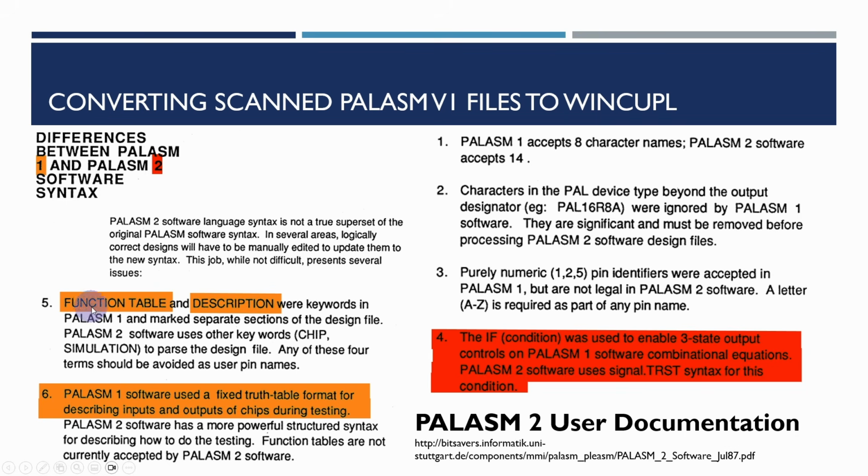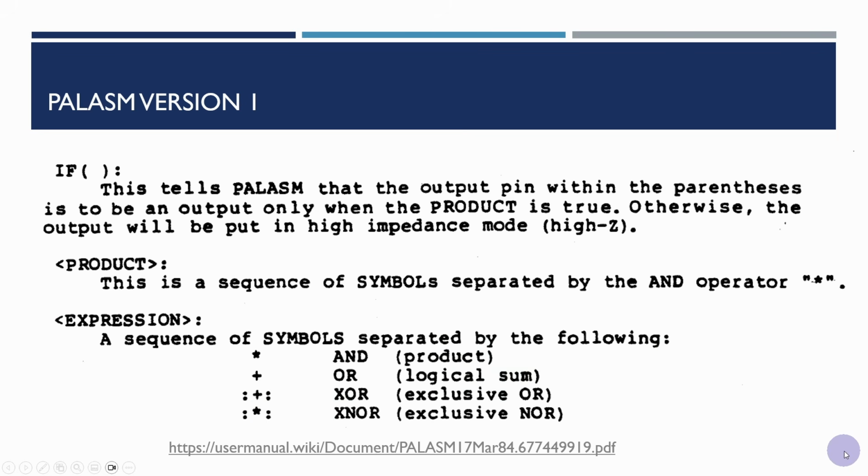And this also covers that the version 1 files have a fixed definition, whereas version 2 upwards is a bit more flexible. And I did also manage to find the PALASM version 1 file as well, and this actually says it a little bit more explicitly. So if brackets tells ASM the output within the parentheses is to only be output when this is true, otherwise it will be high impedance. So this is the output enable term, and it also covers some of the other syntax as well.